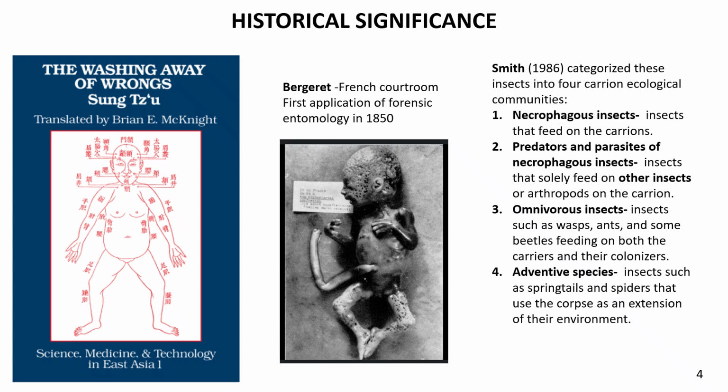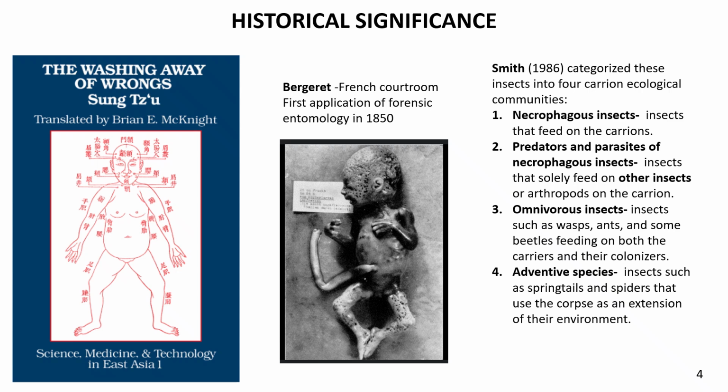to solve cases. This is another case that was solved in a French courtroom, known as the first application of forensic entomology in the early 1850s. This case was reported by Bergeret. In that report, it was written that a mummified child was found behind a chimney during house renovation. The insects found on that mummified corpse were admitted as evidence that the current occupants were not the culprits, and they were acquitted. Then in 1986, Smith categorized the insects into four carrion ecological communities.